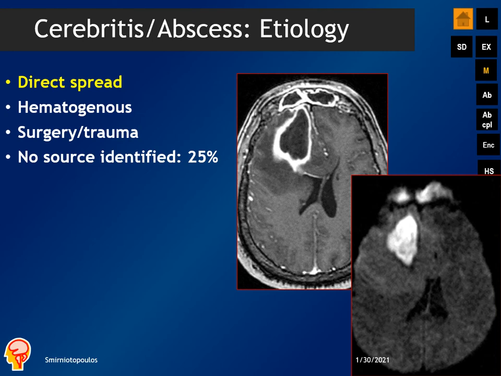What causes an abscess? It can be direct spread from an adjacent infection. It can be hematogenous. It can be iatrogenic, the result of surgery. It can be the result of penetrating trauma. And in about 25% of cases, no source is identified. But again, the classic or typical appearance is going to be a ring-enhancing lesion with central restricted diffusion from the viscosity and the intact white cells in the pus.